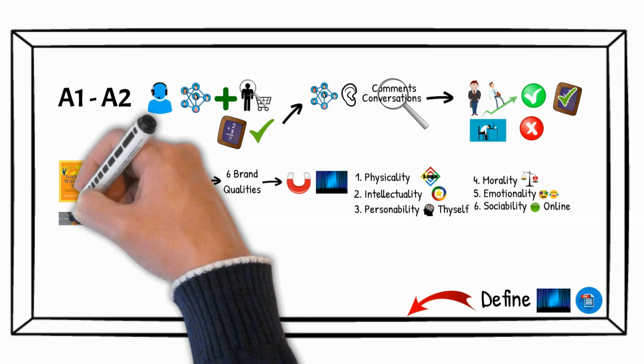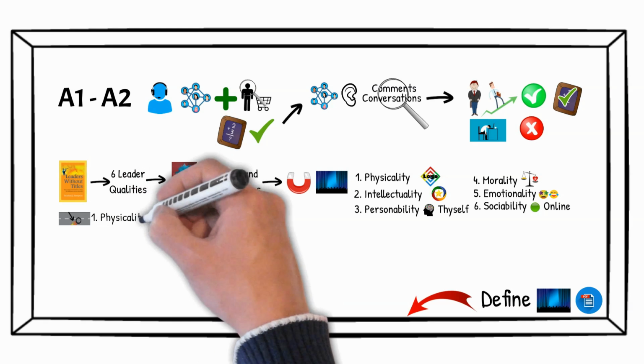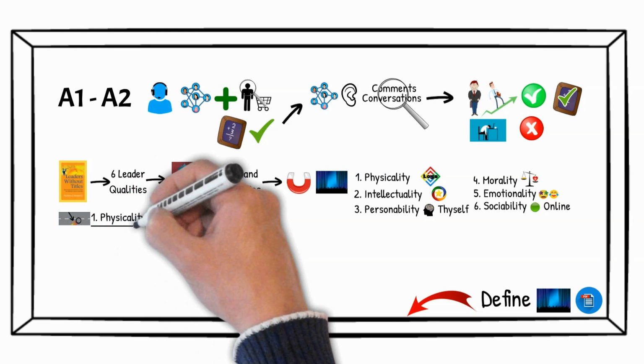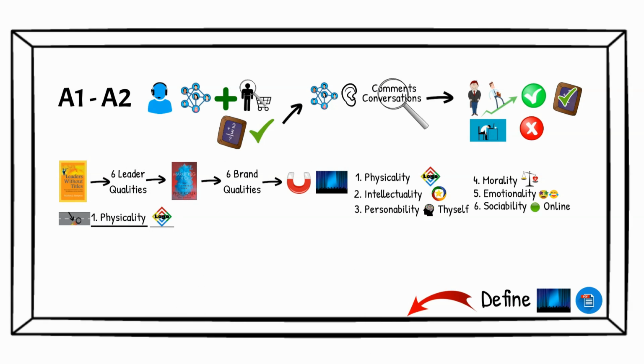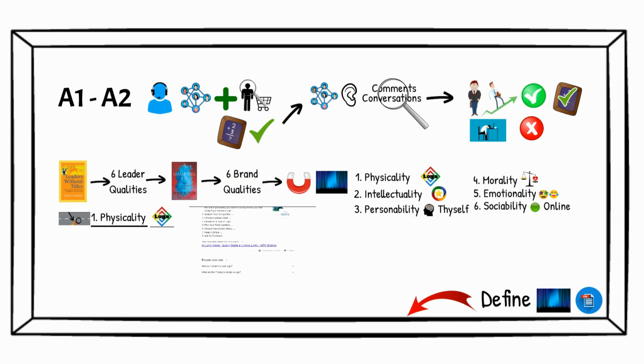For example, for the sake of this video, I have decided to concentrate on physicality and start the process of creating a new logo, because the last one was quickly and randomly made. First thing I did was look for how to build a logo on Google, as a result of which I found a thorough blog guide, which I'll provide in the description.